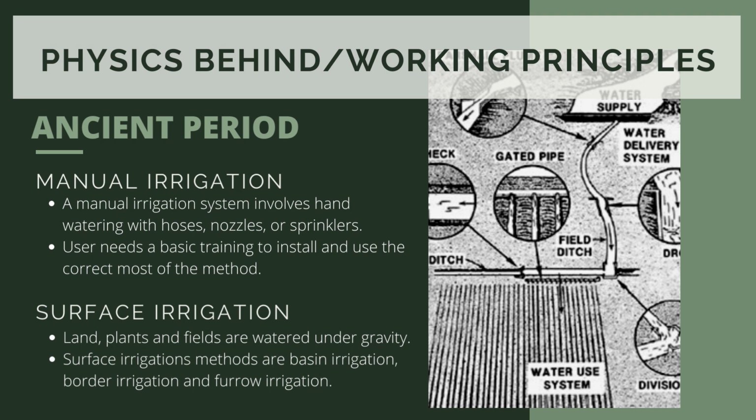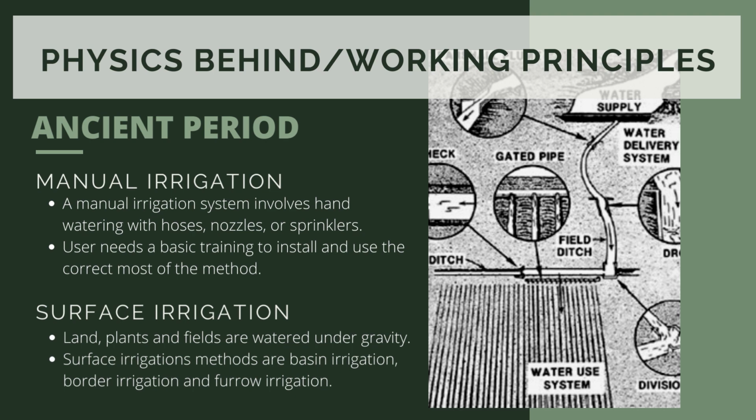The water is properly filtered. And in surface irrigation, land, plants, and fields are watered under gravity. Water is typically given from the peak position or edge of the field. Water delivery is processed from the peak position to the drop within the field ditch along the gate pipe, where the head ditch distributes the water into the field.